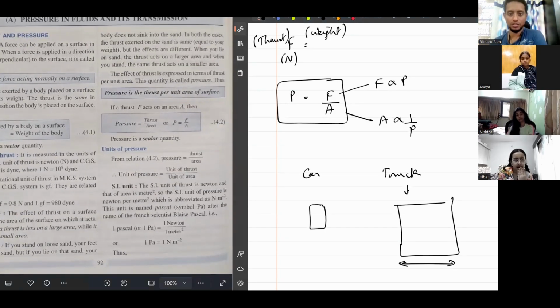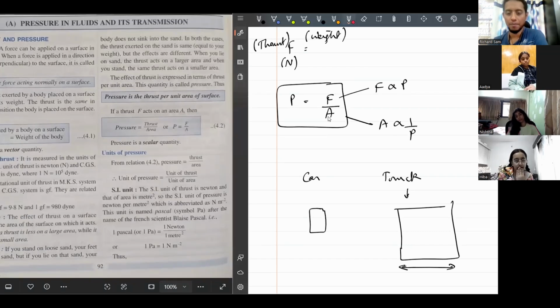Now, what are the units for pressure, force, and area? For force, we saw the unit for force, that is Newton. For area, what is the unit? Meter square. Just meter square. And so according to this, the unit for pressure would be Newton per meter square. You'll write it as Newton meter raised to -2. It's read as Newton per meter square.